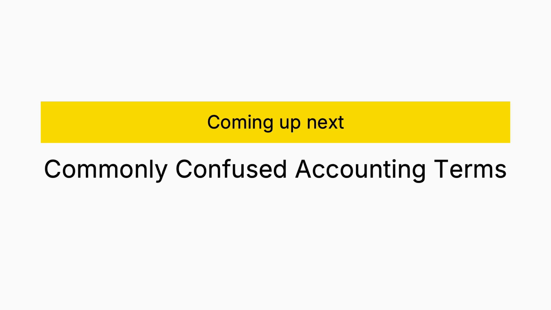Now that you understand expenses, the next step is learning how to tell accounting terms apart. Because in accounting, some terms can sound similar, but they mean very different things, like assets versus expenses or revenue versus profit. In the next video, we'll break down the most commonly confused accounting terms.